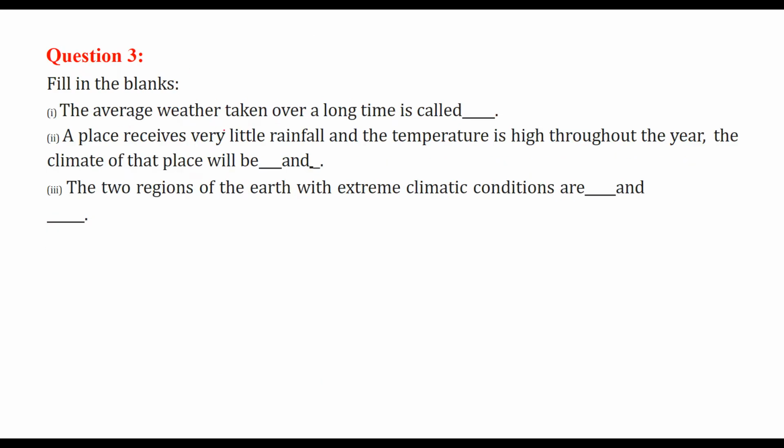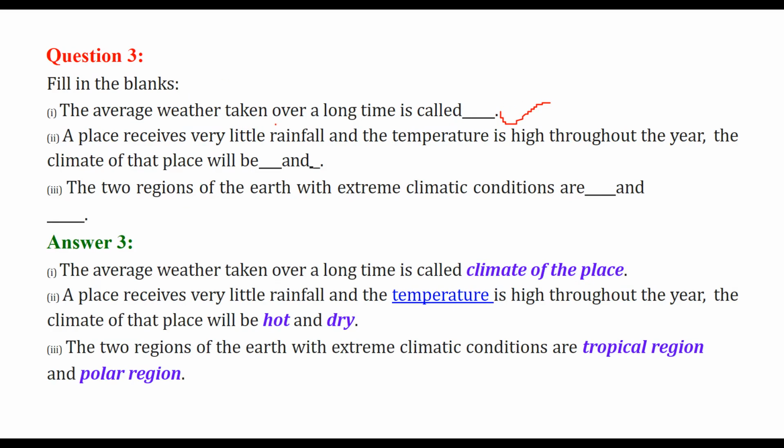The average weather taken over a long time is called climate. The place receives very little rainfall and the temperature is high throughout the year. The climate of that place will be, the answer here is hot and dry, because it is not receiving much rainfall and temperature is also quite high. The two regions of earth with extreme climatic conditions are the tropical region and the polar region.